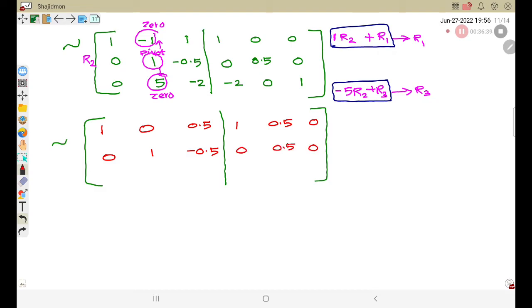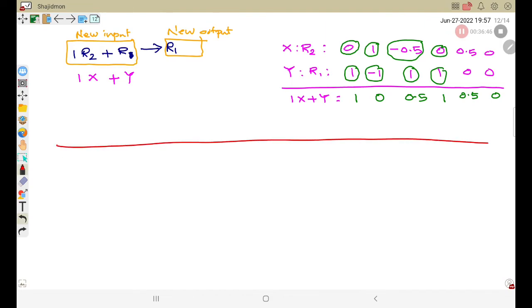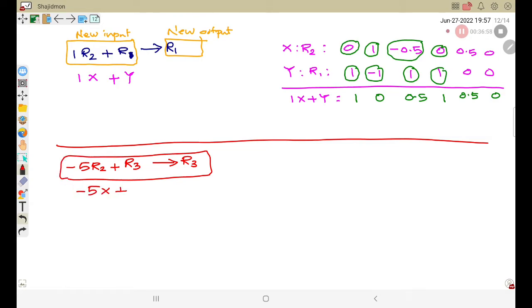Okay. Now third row we need to use this transformation, minus 5 times R2 plus R3. Whatever we did here, same idea we need to do for the next transformation. Minus 5 times R2 plus R3 gives new R3, new third row. So when you are entering in your calculator, you can enter minus 5x plus y, where x means the second row and y means the third row, correct? Then you can calculate what is minus 5x plus y. Same as before, so you know the transformation now.